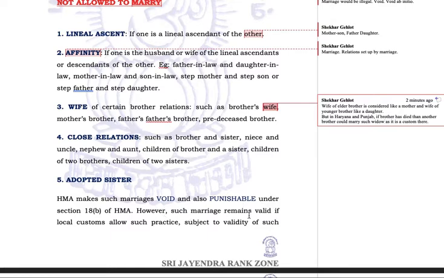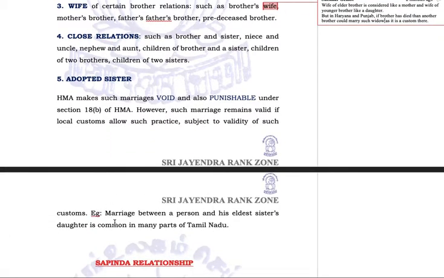However, such a marriage remains valid if local custom allows such a practice, subject to the validity of such custom. Marriage between a person and his eldest sister's daughter is common in many parts of Tamil Nadu. They are uncle and niece. Their marriage is okay in some parts of Tamil Nadu, but it is more of a traditional practice. Modern people do not follow it as much, but traditionally this has been the case and people have followed such practices and they were allowed.